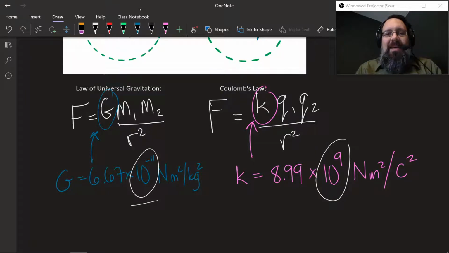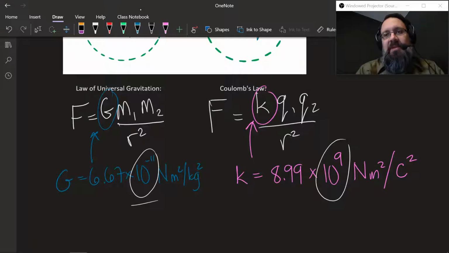So the idea is that because this number is so big, the electric force is noticeable even when you have small amounts of charge. Whereas the gravitational force is only noticeable when you have a ridiculously large amount of mass. What questions do you guys have about this?